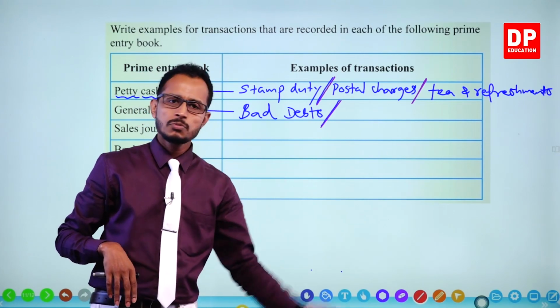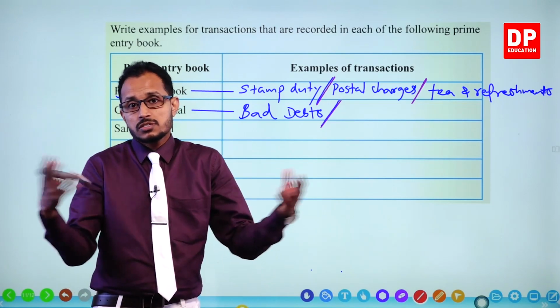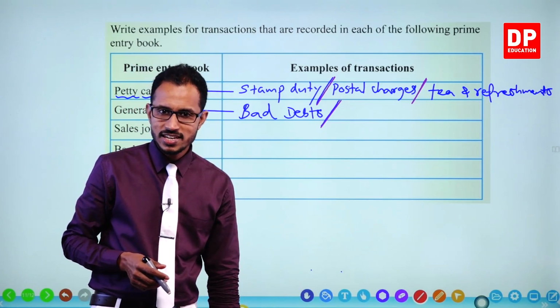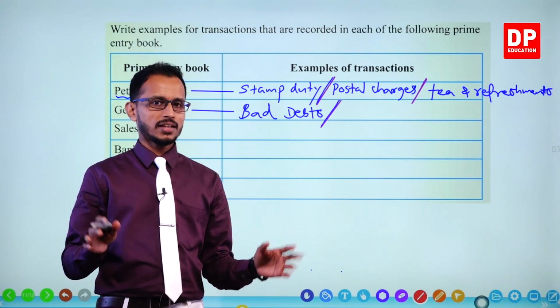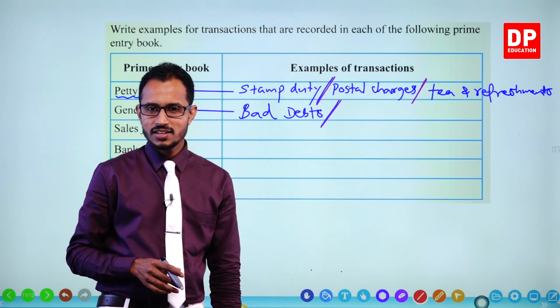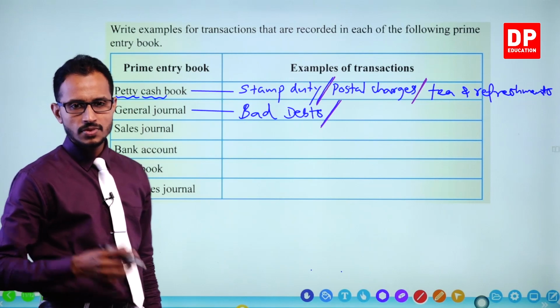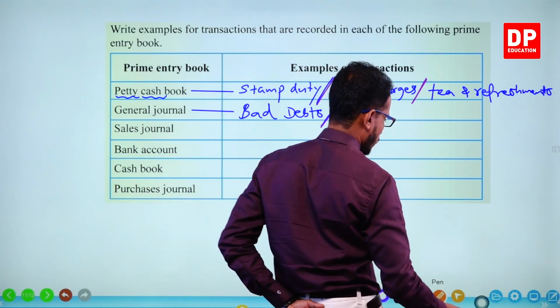Can't put it to the cash book because it's not a cash transaction. Can't put it to the sales journal because it's not about selling the goods. It's about not being able to get the money and losing the money, right? So you put it to the general journal. Another one.